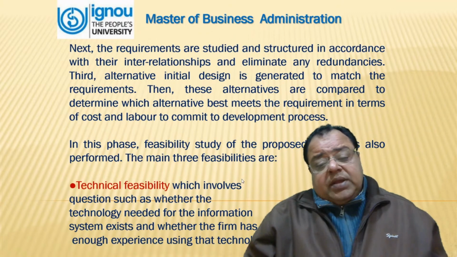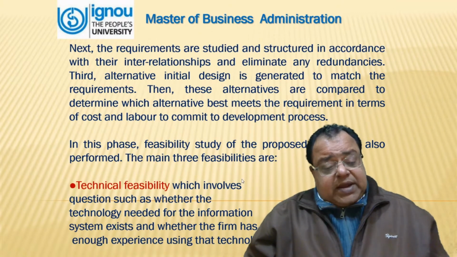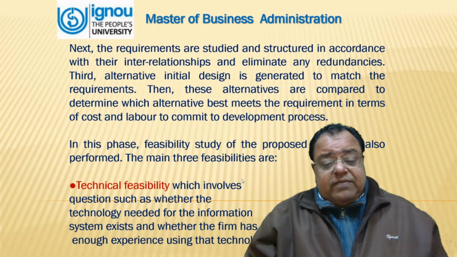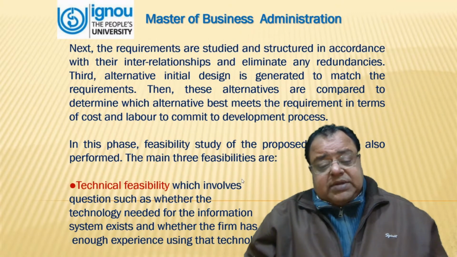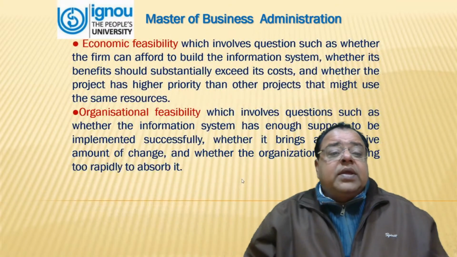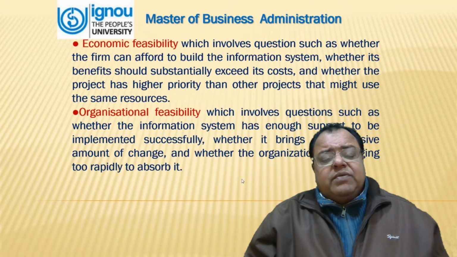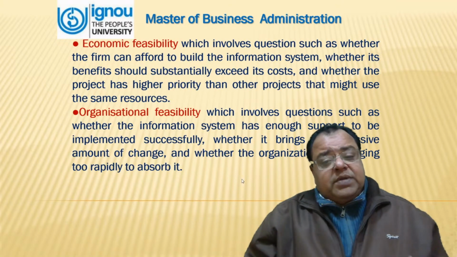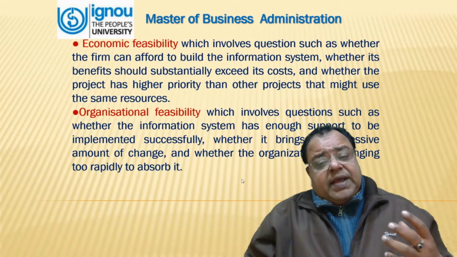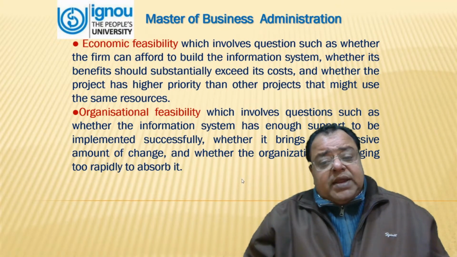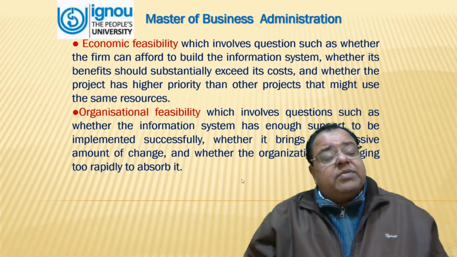The three main feasibilities are technical feasibility, which involves questions such as whether the technology needed for the information system exists and whether the firm has enough experience using that technology. The second one is economic feasibility, which involves questions such as whether the firm can afford to build the information system, whether its benefits substantially exceed its cost, and whether the project has higher priority than other projects that might use the same resources.